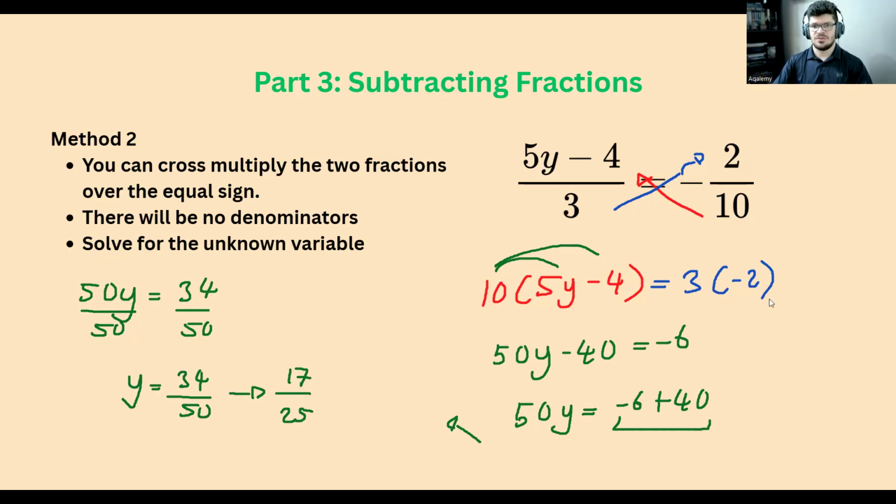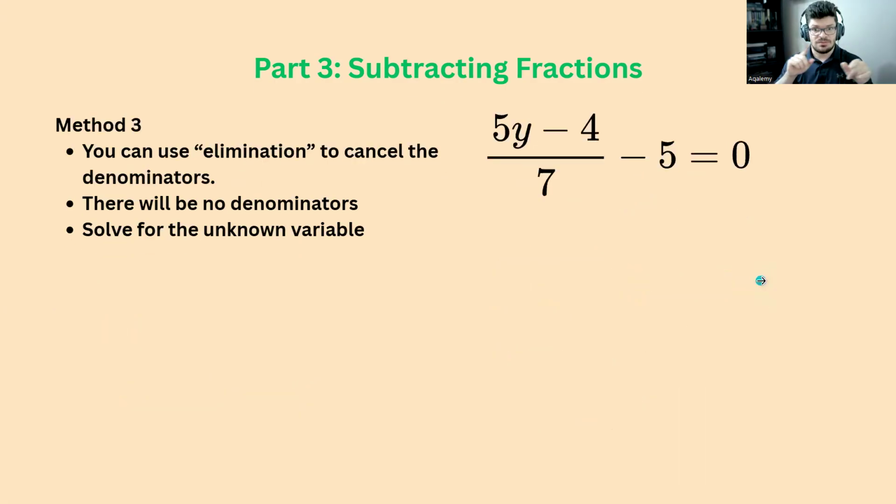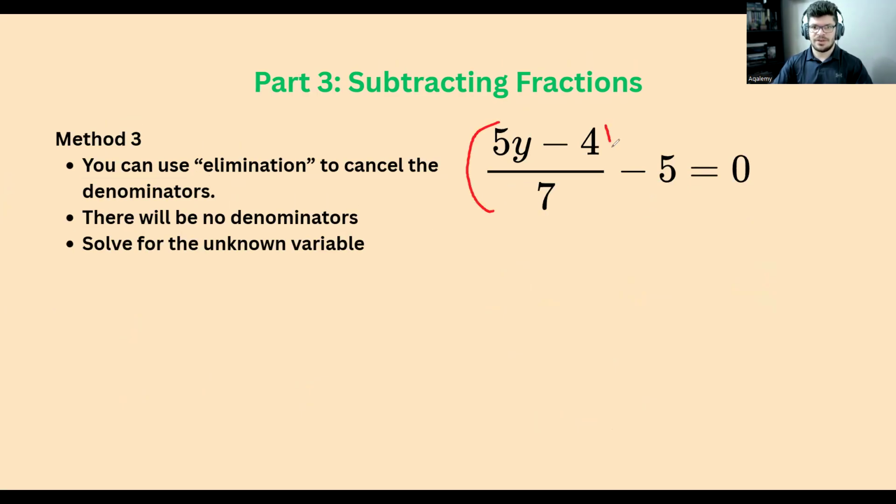Awesome. So that was method 2. Method 3, elimination. We need to get rid of the denominator, and then we will not have any denominators, which is good. So we can solve for the unknown variable. The 7 is giving us a problem. I'm going to multiply this whole fraction by 7.